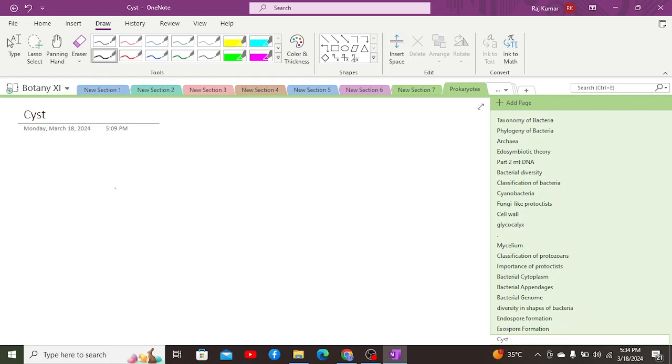After which, when it comes to cyst, a cyst is also a metabolically dormant body, but in this case, the metabolically dormant and resistant body is formed within the cell. Let's suppose we have a bacterial cell, and this occurs in Azotobacter species. Cyst formation occurs in Azotobacter species.